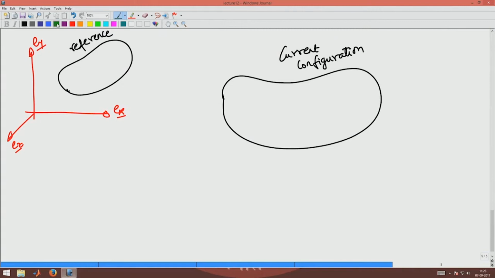I take two line elements, 1 and 2. Let us say this is B and let us say this is A vector, okay, at this point. Now, this point will map on to some point here in the current configuration, that A vector will get mapped on to some small a vector here, and the B vector will get mapped on to some small b vector here.